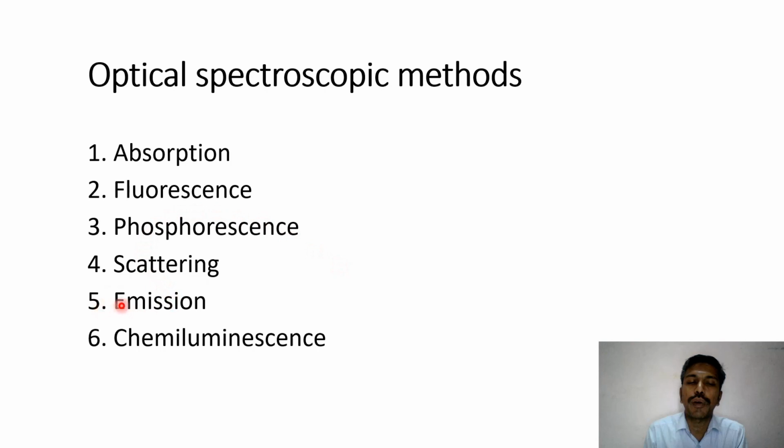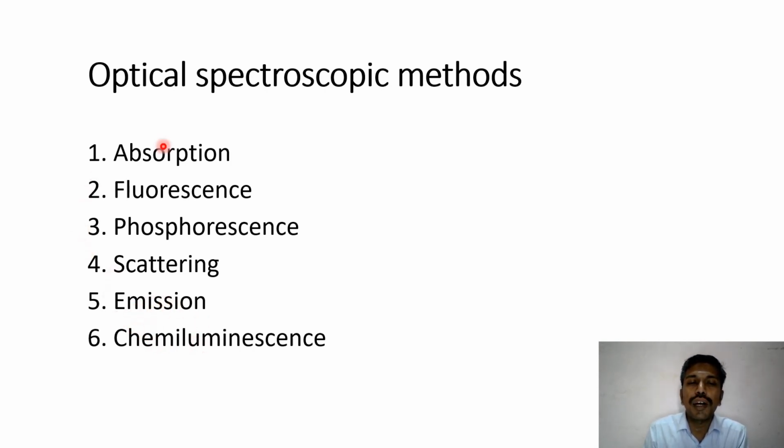Then the final one will be emission and chemiluminescence. Emission and chemiluminescence are used if the sample may produce light without any light source. The sample itself produces light due to its chemical property. It produces the light signal on its own, by using chemical reactions. That comes under emission and chemiluminescence.